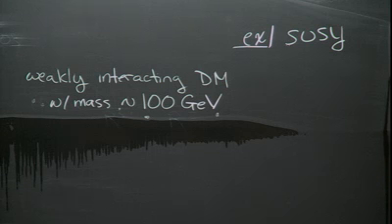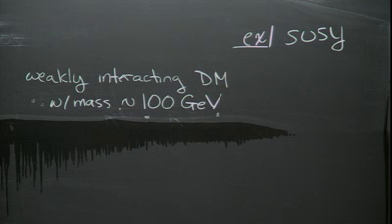The WIMP miracle comes about by being able to explain what the observed density of dark matter is today. So in the early universe, we have dark matter particles that are zipping about. They're in equilibrium with themselves. They interact and give you standard model particles. Standard model particles interact and give you dark matter particles. And everything is in equilibrium.